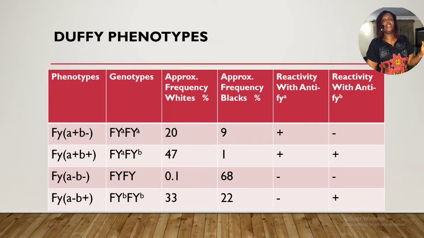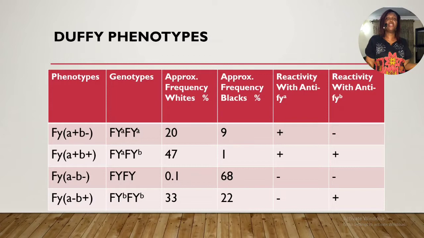You have about 0.1% of these people in whites, and about 68% in blacks. And obviously, because they have neither the Duffy A antigen nor the Duffy B antigen, they will react negatively to anti-Duffy A antibody and also anti-Duffy B antibody.